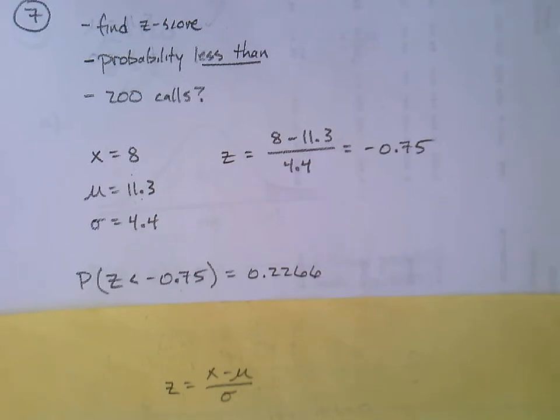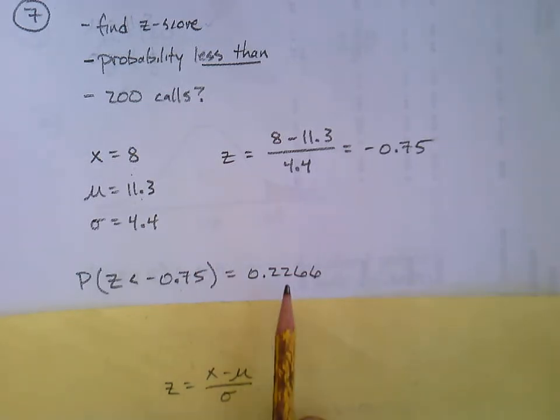And now here at this point, we have the probability that the response time to a 911 emergency call will be less than 8 minutes. We got the probability. But that's not what they asked. They said if 200 calls are randomly selected, how many of these 200 calls would have that response time less than 8 minutes? So what do we do?